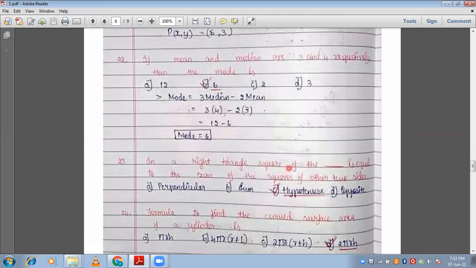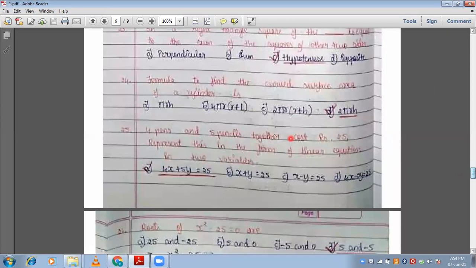Next, in the right angle triangle, the square of dash is equals to sum of the square of the other two sides. Obviously hypotenuse. In the right angle triangle, the square of the hypotenuse side is equals to the sum of the square of the other two sides. Next, 24th question. Formula to find curved surface area of the cylinder is. So formula is 2 pi RH.